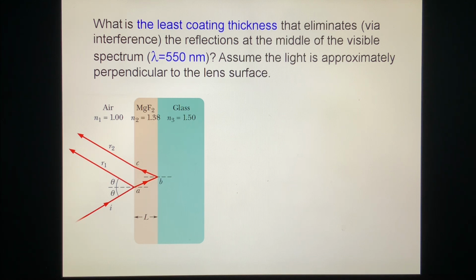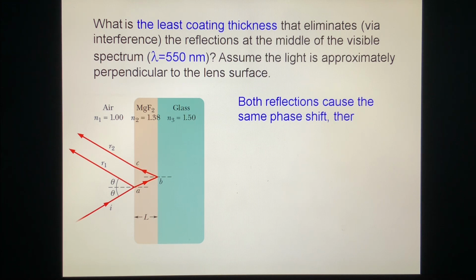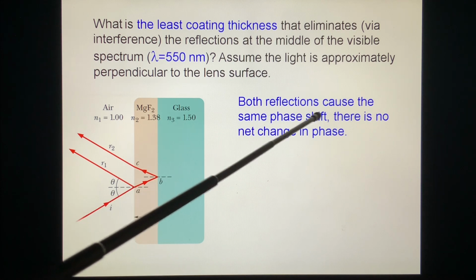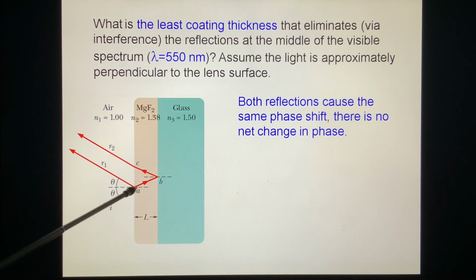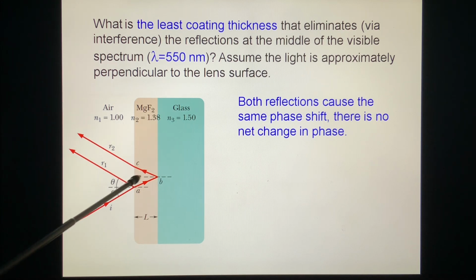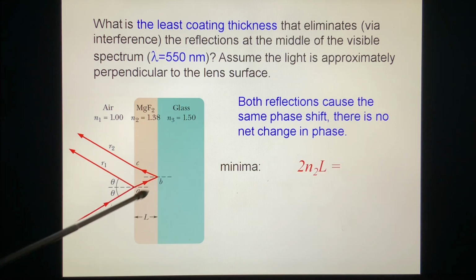Now let's analyze in detail. What is the phase difference? Both reflections cause the same phase shift. This light reflects from low to high index, which means a half-wavelength shift. And this light reflects at this border from low to high as well. So both rays undergo phase change, which is equivalent to nothing happened. No phase change at all. So the minimum is this length.